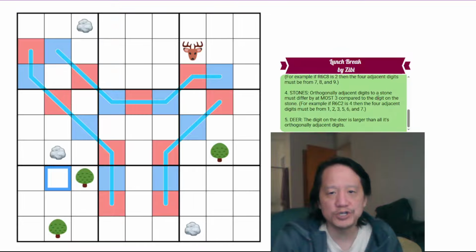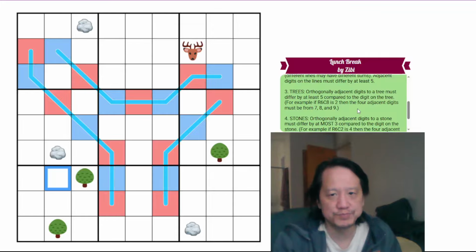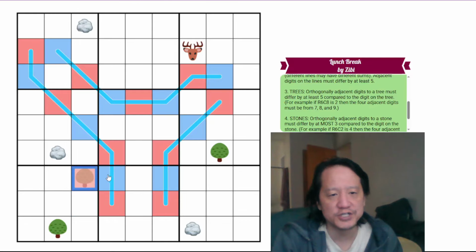We know trees act sort of like Whisper 5 lines, where adjacent digits to a tree must differ by at least 5 compared to the digit on the tree. Well, this is a low, so this must be a high digit, because if it's a low digit, that's not going to be 5 away from a low digit, and therefore these are all lows here.